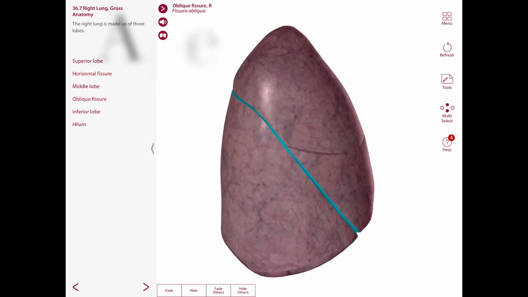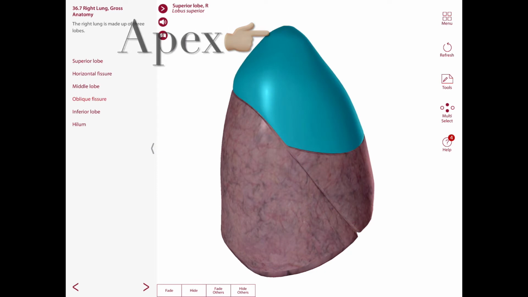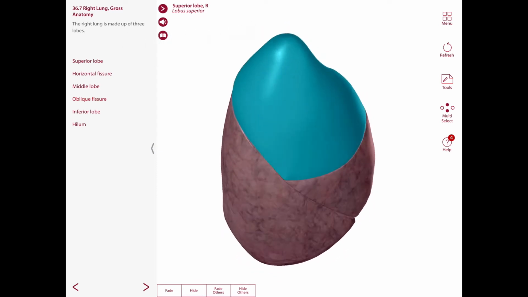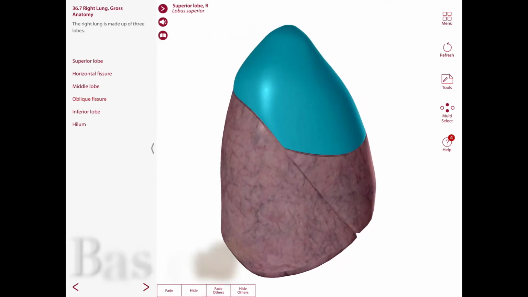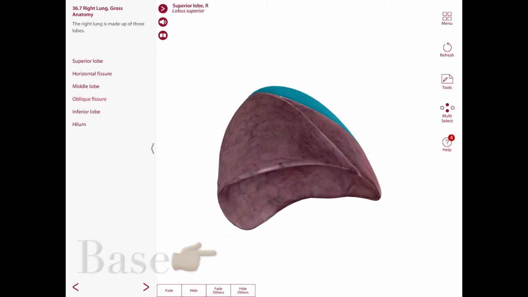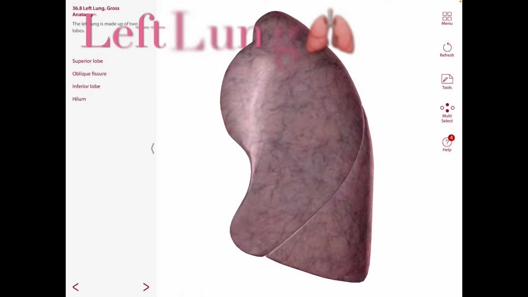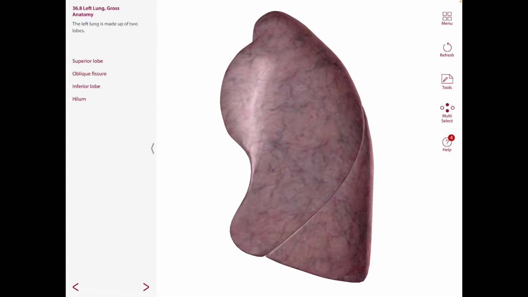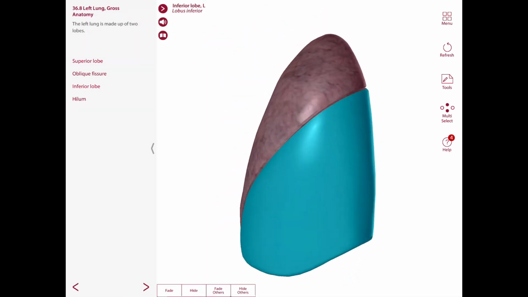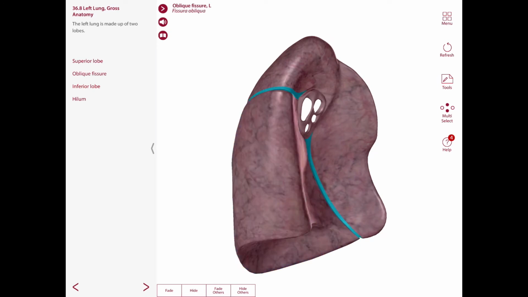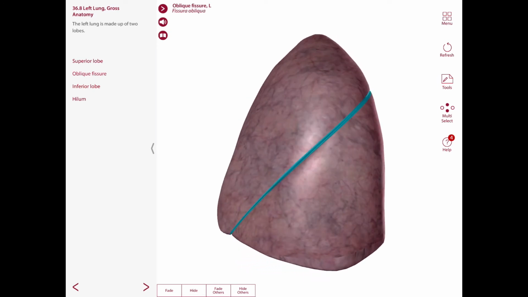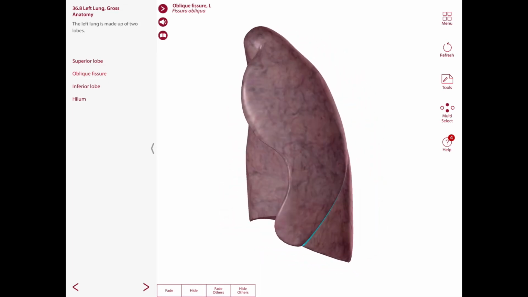We can also find the apex, which is the very tip of this lung right here. And we can find the base, which is this portion right here. The left lung is made up of two lobes, a superior lobe and an inferior lobe, divided by the oblique fissure, which is the reason why the left lung is smaller in size in comparison to the right lung.